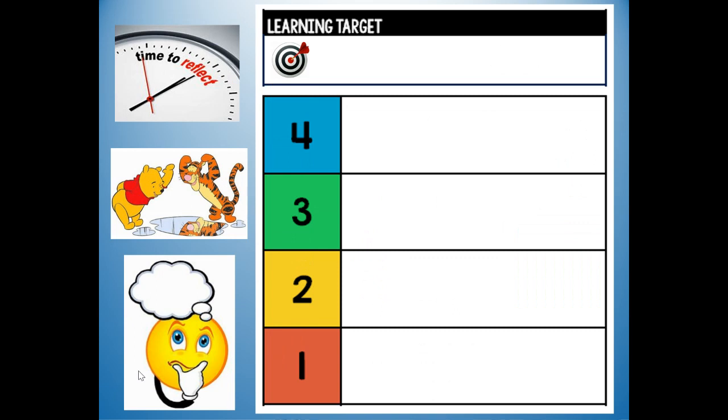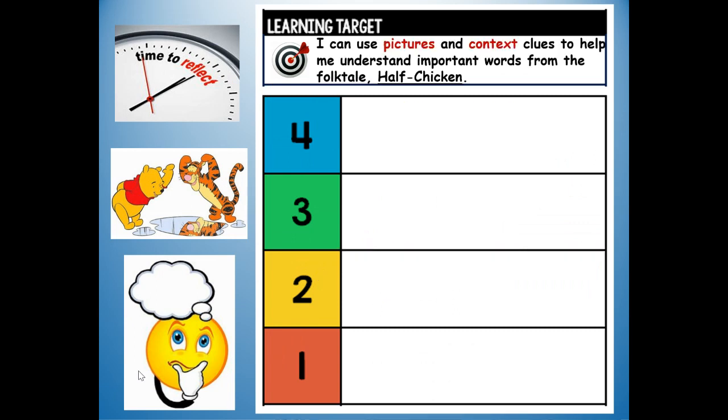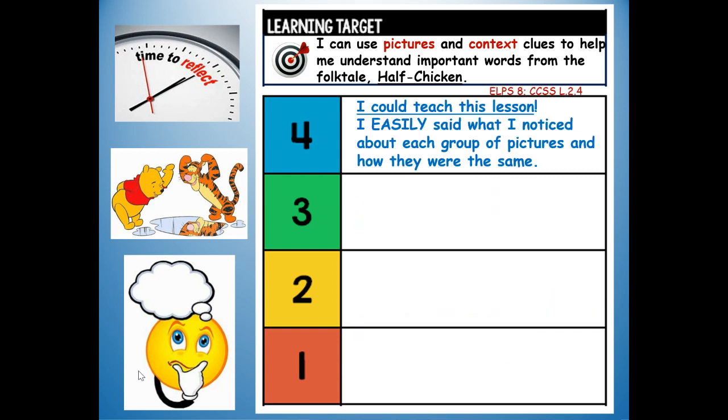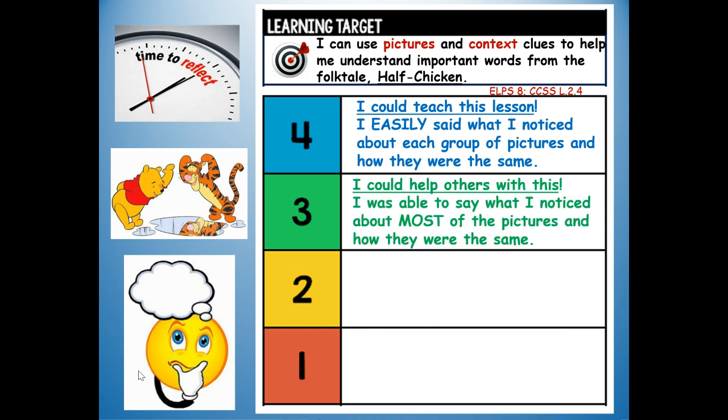Time to reflect at the top of your paper. How well did you hit your learning target? I can use pictures and context clues to help me understand important words from this folk tale, Half Chicken. Would you give yourself a 4? I could teach this lesson. I easily said what I noticed about each group of pictures and how they were the same.